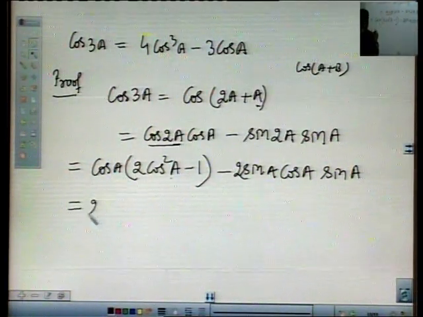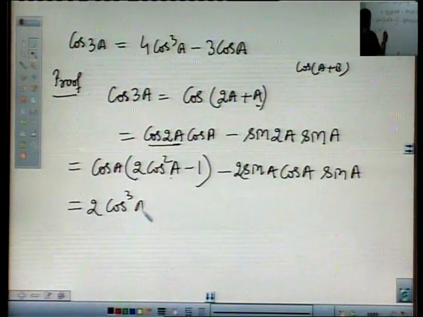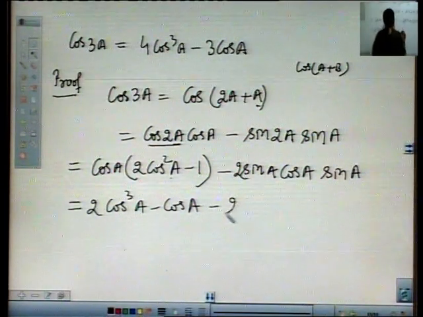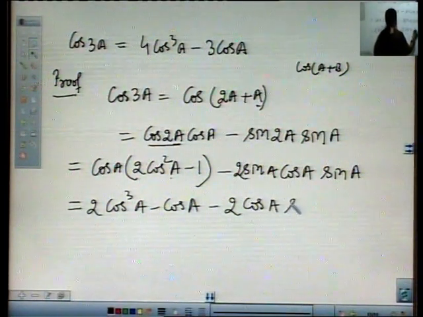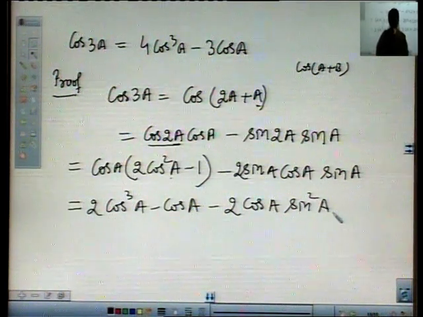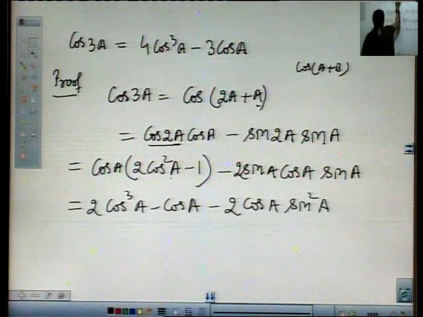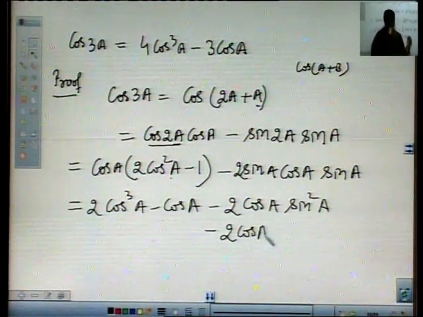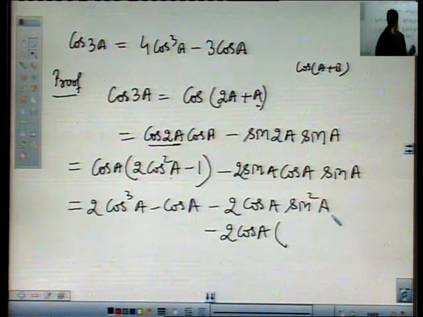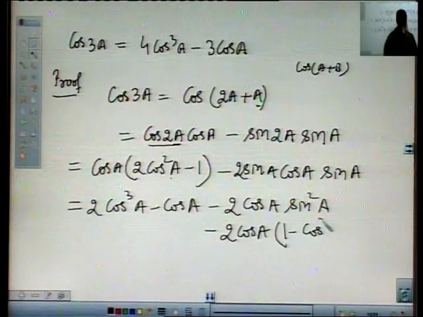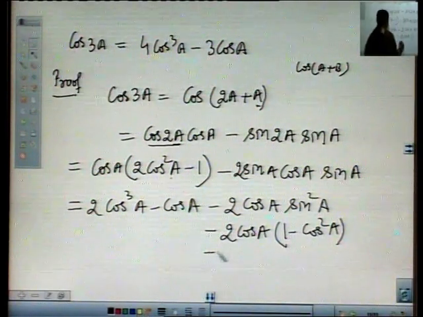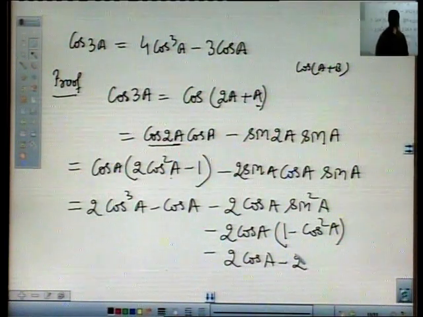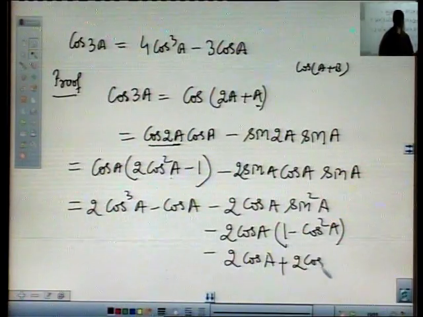By multiplying, we get 2 cos cube A minus cos A, and here is 2 cos A and sin square A. Because there is no sin in the formula, we will eliminate sin square. Sin square is 1 minus cos square A, and by multiplying by 2 cos A, minus minus is plus 2 cos cube A.